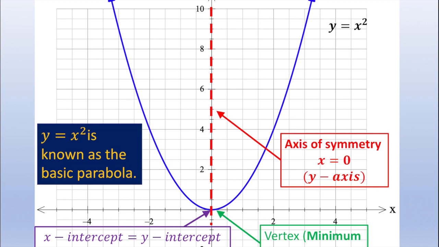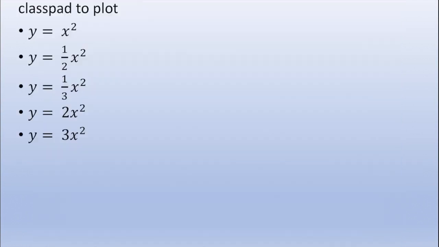Now, we are going to look at how we could dilate the basic parabola. Dilation means whether I make it narrower or wider than the basic parabola. Again, I want you to use your class pad. Take about 1 to 2 minutes to plot y equals x squared, y equals half x squared, and so on and so forth.